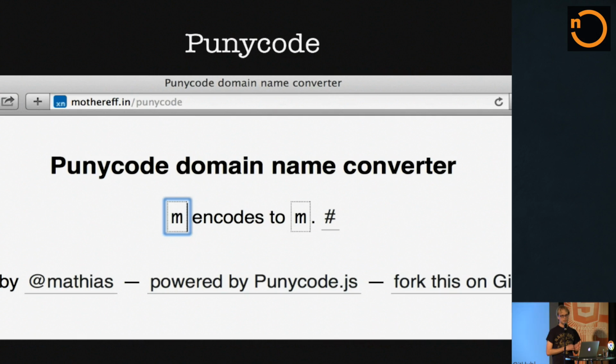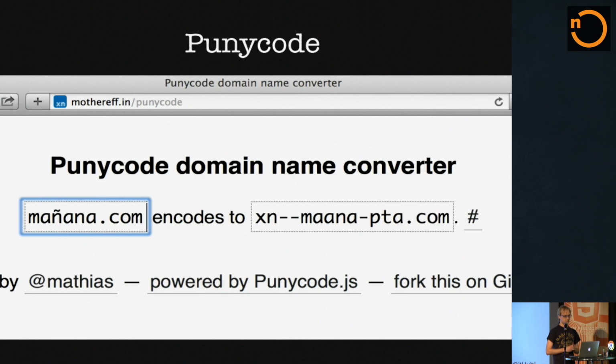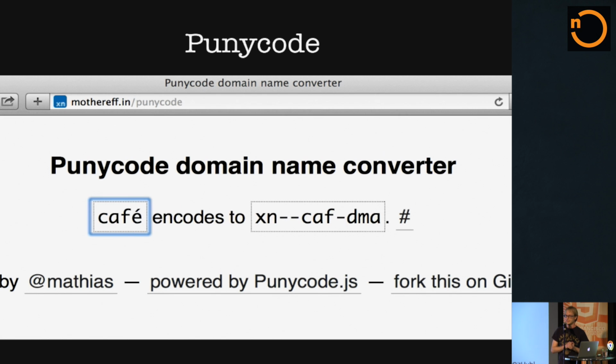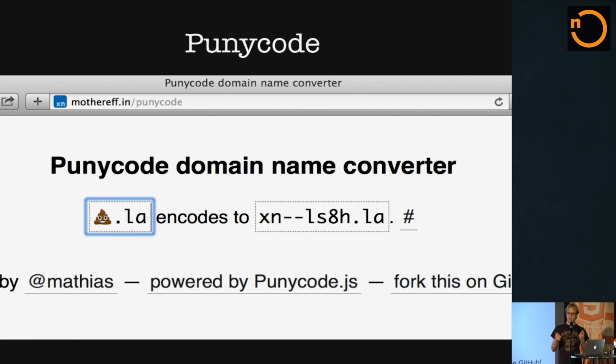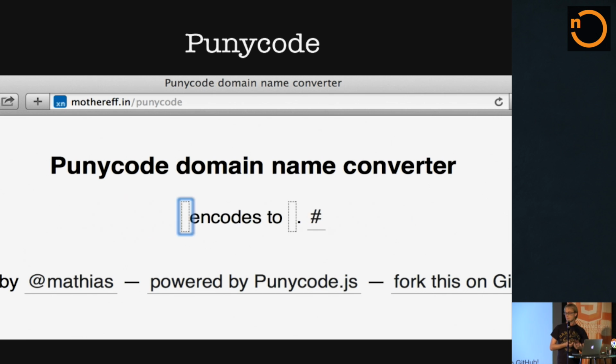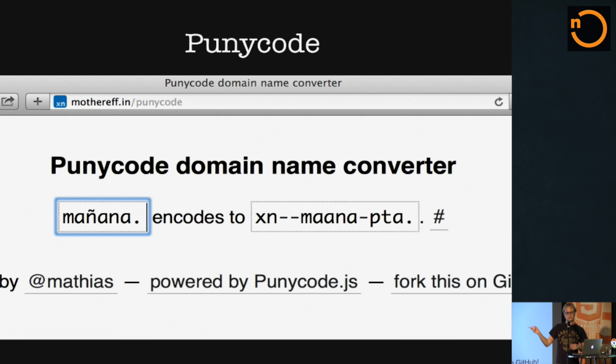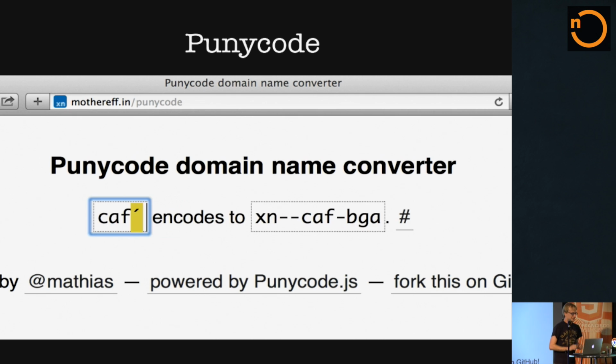So Punycode is an algorithm that converts an internationalized domain name, like the one you see there, mañana.com, to an ASCII-only representation. The same goes for café.be. If you actually register the domain name on the right-hand side, you will end up with the internationalized domain name on the left-hand side. So browsers automatically do this conversion for you. Yeah, that's actually a real domain name, poop.la. I wouldn't suggest going there, but it exists.